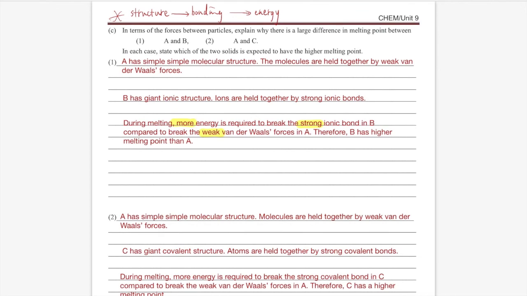Okay, so try to avoid a common mistake I have seen, which is saying that during melting, energy is needed to break the strong ionic bond in B, so B has a higher melting point. That's not showing comparison between the two structures. So in order to show comparison, you have to mention more or less energy is needed and also which one is strong. So remember, we have ionic bond, covalent bond, metallic bond. They are strong bonds, and then we have intermolecular forces, the weak van der Waals forces.